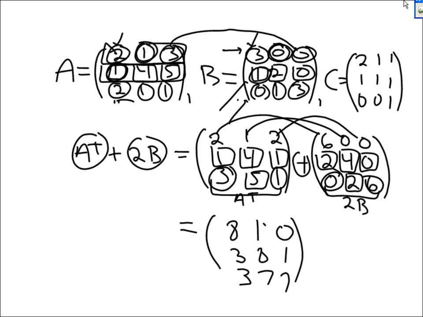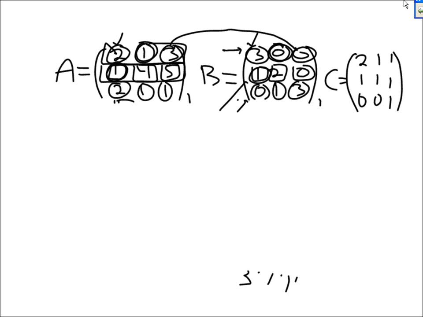So let's get rid of this. But we'll keep the same A's, B's, and C's up there, and we'll try this again. What if you wanted to do B transpose minus 2 times A?